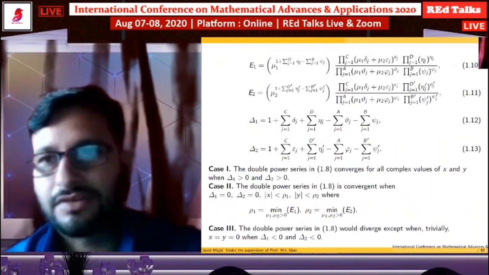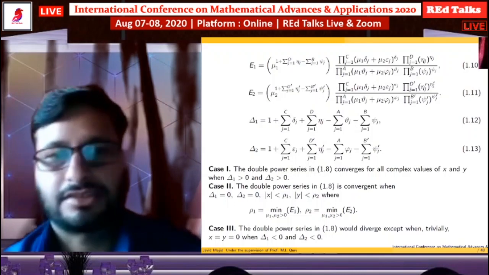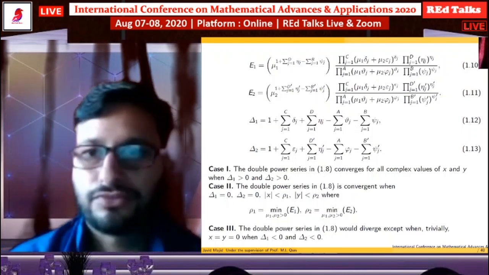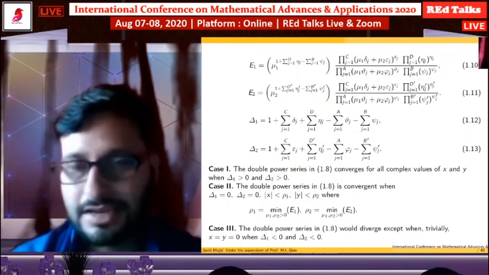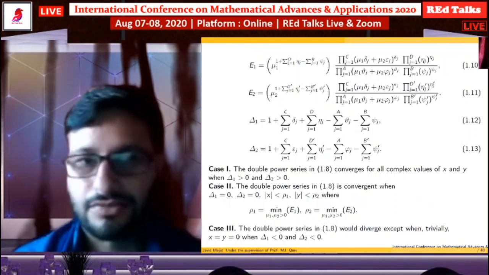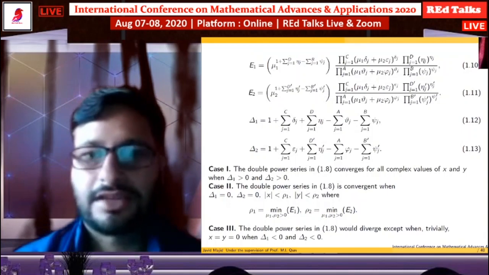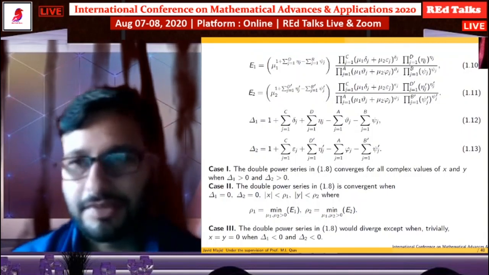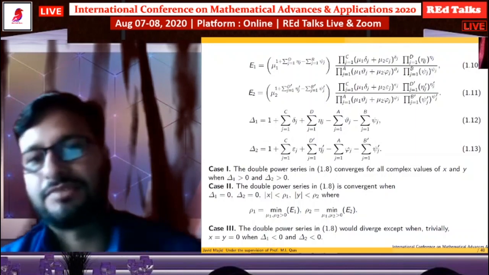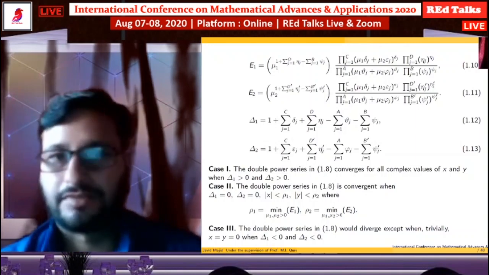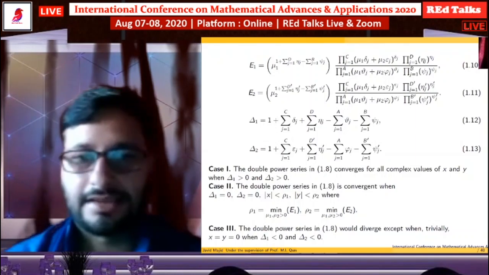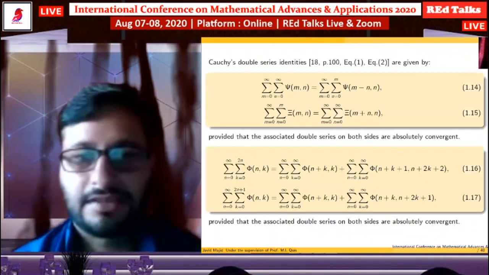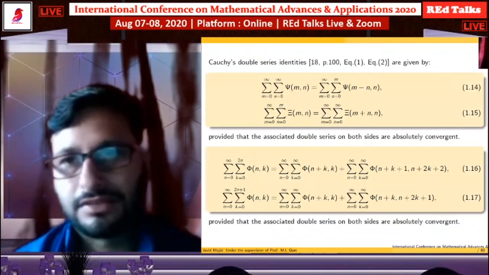And for the convergence of the double hypergeometric function given by Srivastava and Daoust, we should have delta 1 and delta 2, defined in 1.12 and 1.13, greater than 0. And if delta 1 and delta 2 are 0 and mod of x is less than rho 1 and mod of y is less than rho 2, where rho 1 is minimum of E1 and rho 2 is minimum of E2 defined in 1.10 and 1.11, and it diverges for x and y both not equal to 0 and delta 1 and delta 2 less than 0.